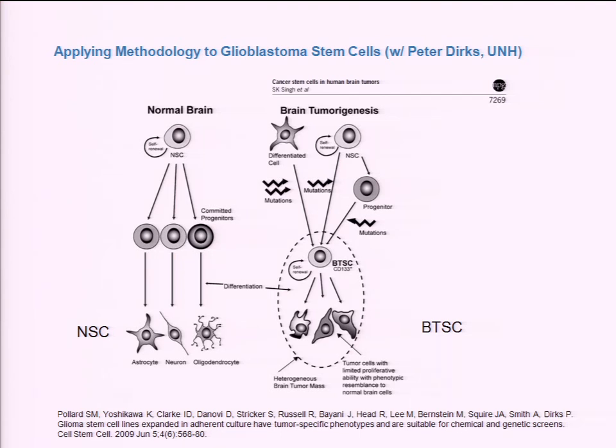Here is a comparison of glioblastoma stem cells to normal cells. This is in collaboration with Peter Dirks' group at the Hospital for Sick Children in Toronto. There are two different types of cells here. One is brain tumor stem cells that were isolated from glioblastoma patients. These have the characteristic that you can put them in culture, they'll grow indefinitely, and if you take away the growth factors, they'll continue to grow.